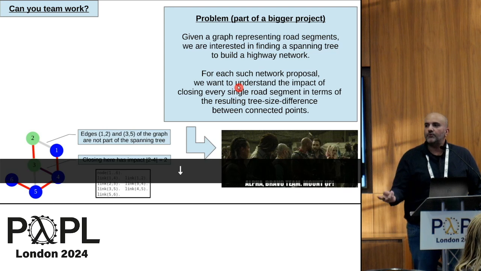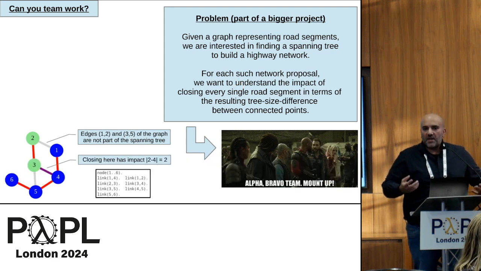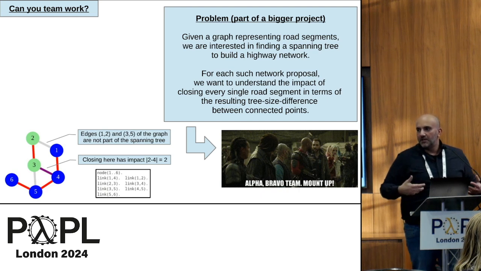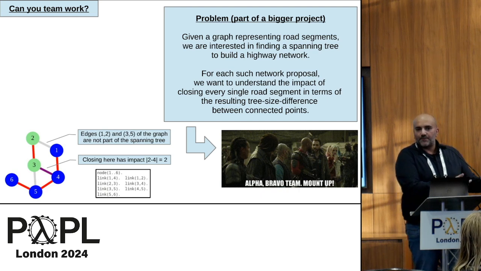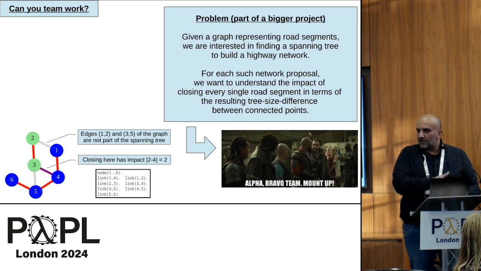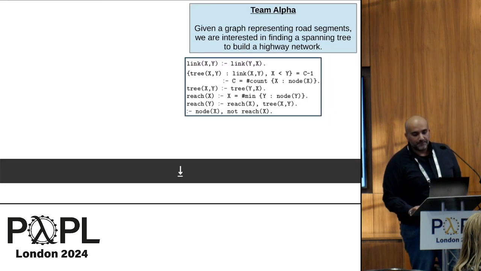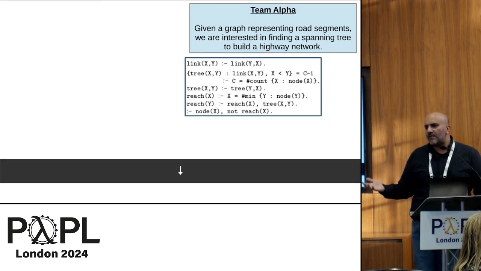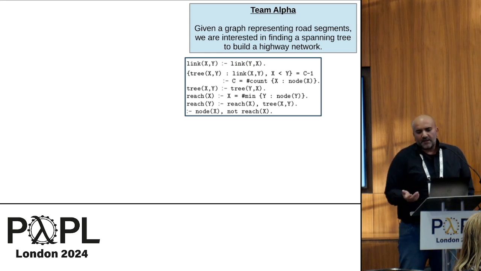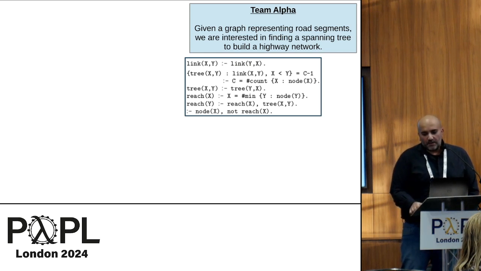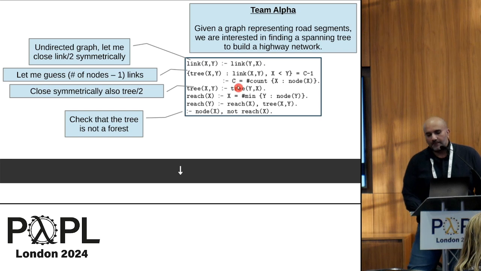So if you have two teams, you may ask them, okay, please work in parallel. One of you is going to do the spanning tree, the other is going to start from the spanning tree, represented by the relation tree, and is going to do the impact. Let's say that team Alpha is taking care of the spanning tree and builds this kind of program.